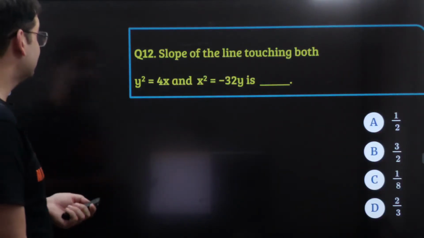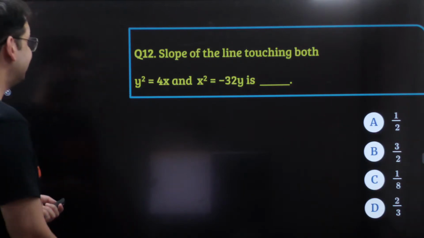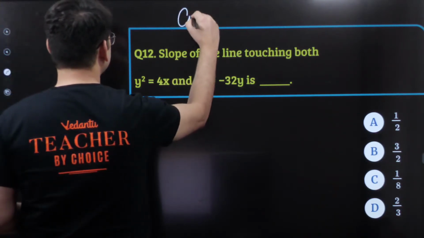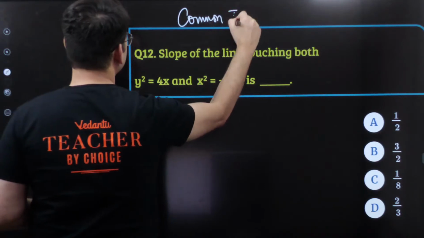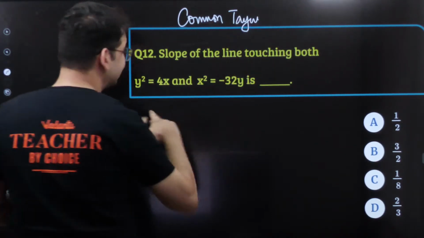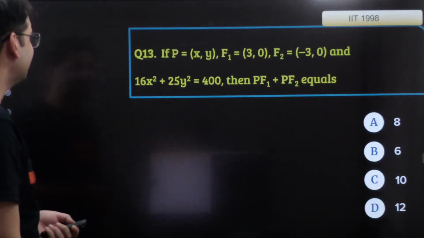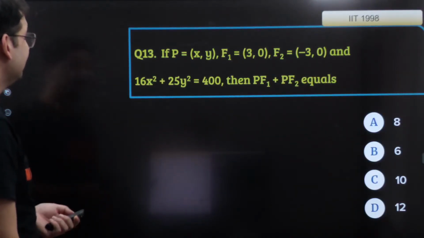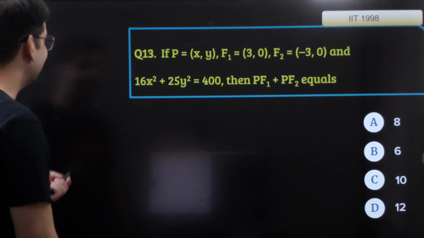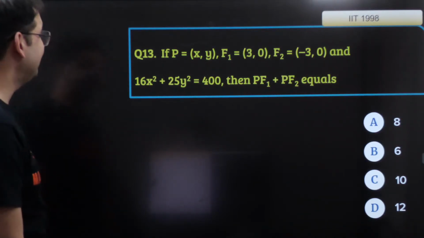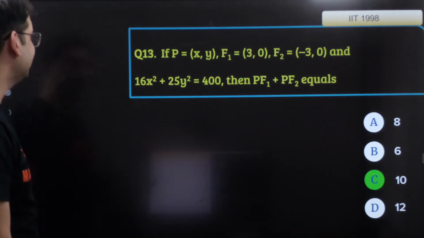This is another question, slope of the line touching both. Basically this is the concept of common tangents. I've told you how to do this, slope form. This is another question. This is the third question. P, F1, F2, this is the ellipse. PF1 plus PF2, standard property of ellipse.